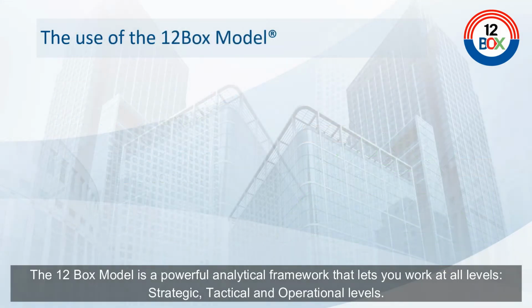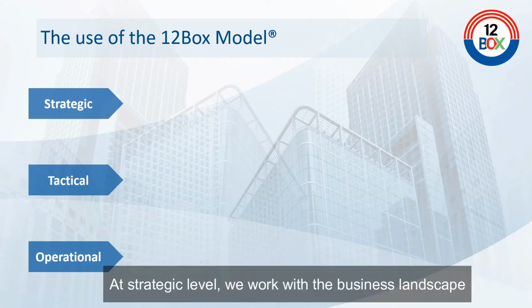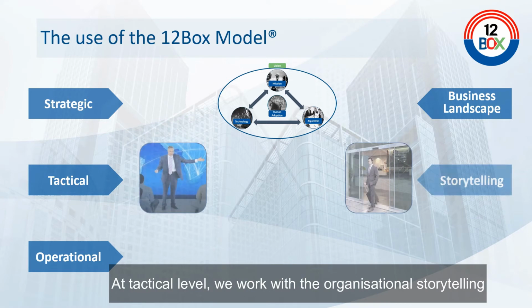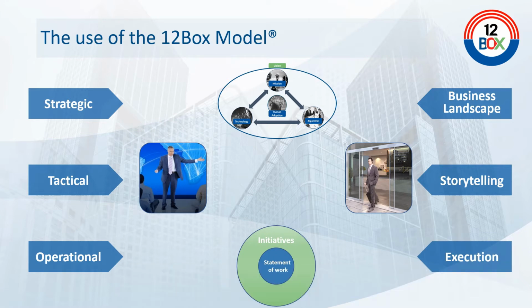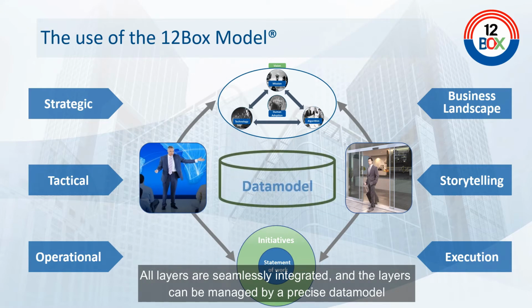The 12-box model is a powerful analytical framework that lets you work at all levels: strategic, tactical, and operational level. At strategic level, we work with the business landscape. At tactical level, we work with the organizational storytelling. And, at operational level, we work with the execution via change initiatives and statement of work. All layers are seamlessly integrated. And the layers can be managed by a precise data model.